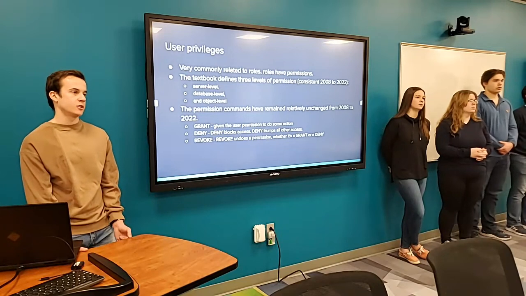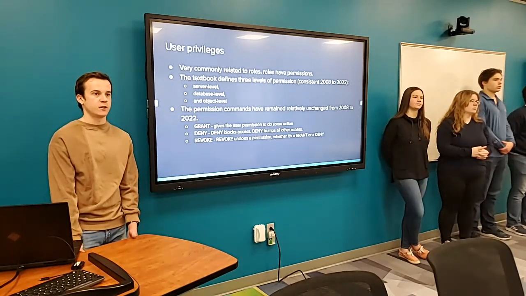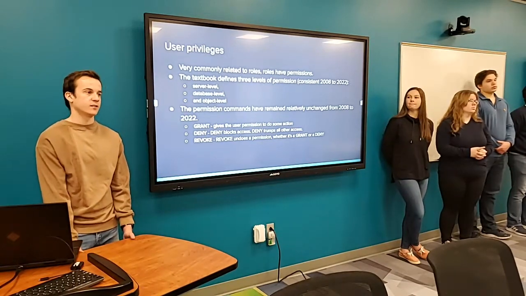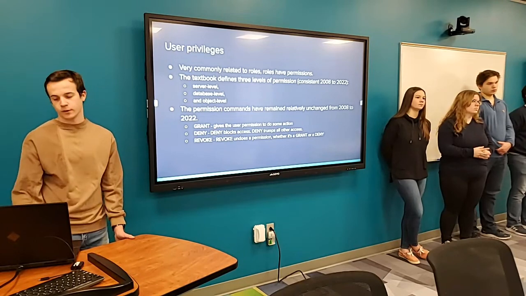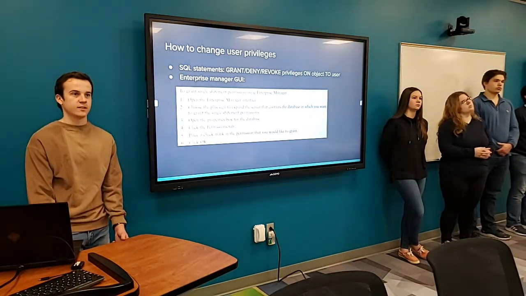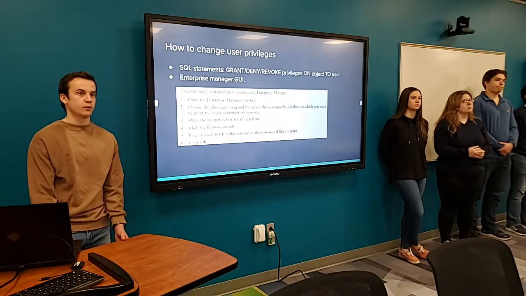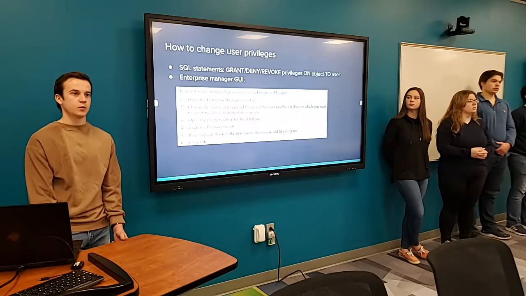Grant means you have permission to do some object. Deny blocks access and trumps all of their actions. So if you have a grant and a deny, the deny will win. And revoke undoes a permission, whether it's a grant or a deny. So how to change user privileges: the syntax is grant, deny, or revoke privilege, whatever you want them to be able to do, on an object to a user.